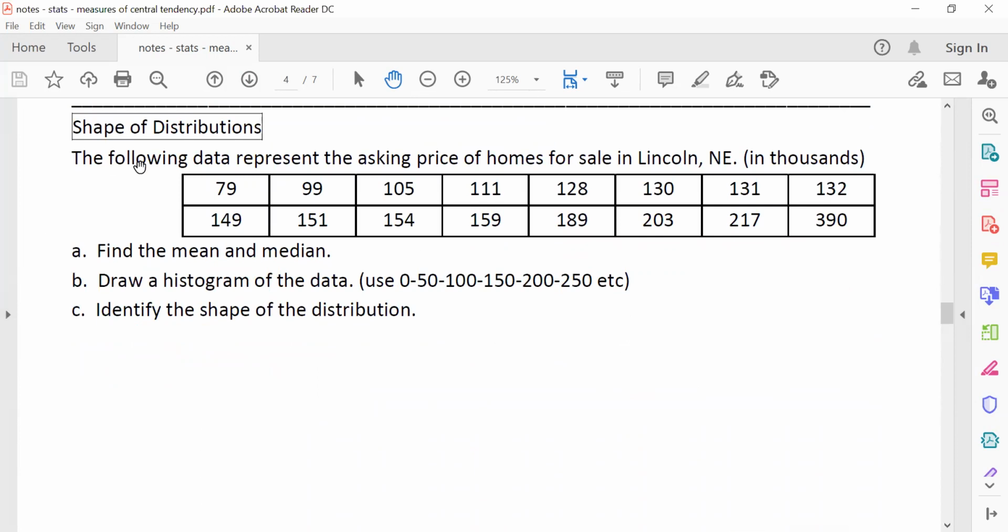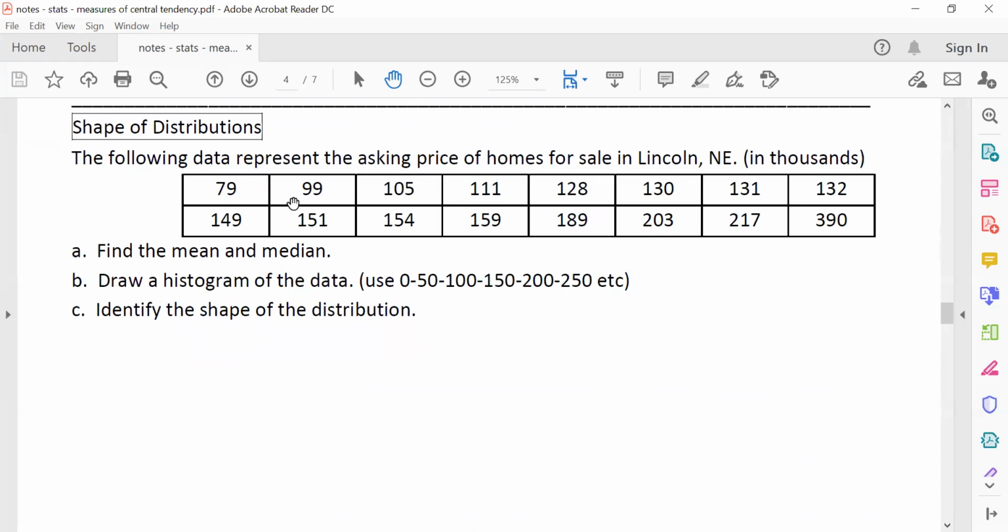Okay, so the following data represent the asking price of homes for sale in Lincoln, Nebraska. So here's a home, it's for $79,000. Another home is for $99,000. Another home in this sample is for $105,000. This is just a sample.